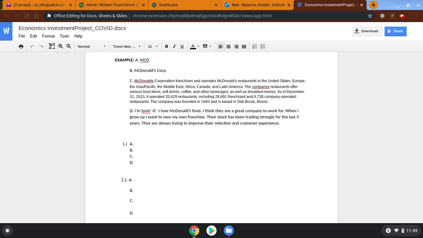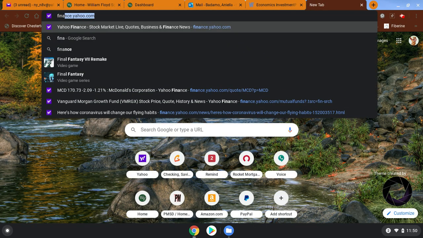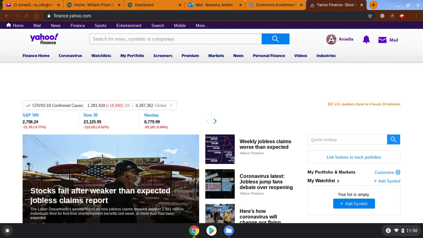The easiest place to get all of our information for the length of this project, the next 5 weeks after this week, so 6 weeks total, we're going to use Yahoo Finance. So we're going to open up a new browser window, right? And we're going to type in finance.yahoo.com. See, it already starts to come up for me because I've used it before. finance.yahoo.com. It's going to load up for us.